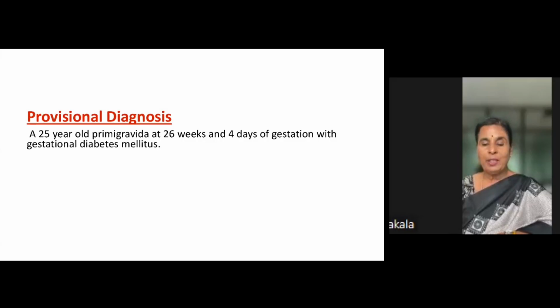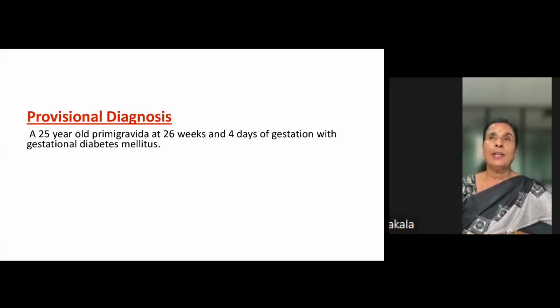And this breastfeeding is very, very important in a diabetic patient. It has certain advantages for the mother also. It helps in reducing maternal weight. It improves the fasting blood glucose level and also the glucose tolerance. It also improves the lipid levels, that is, triglyceride levels.